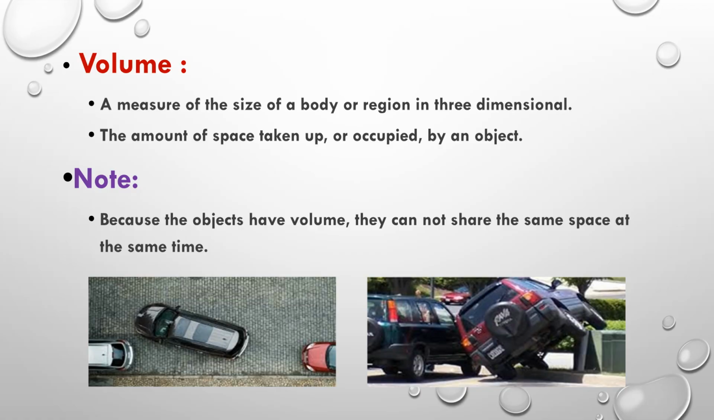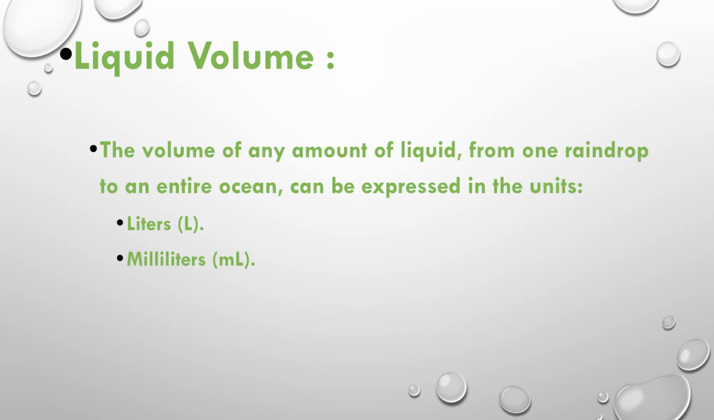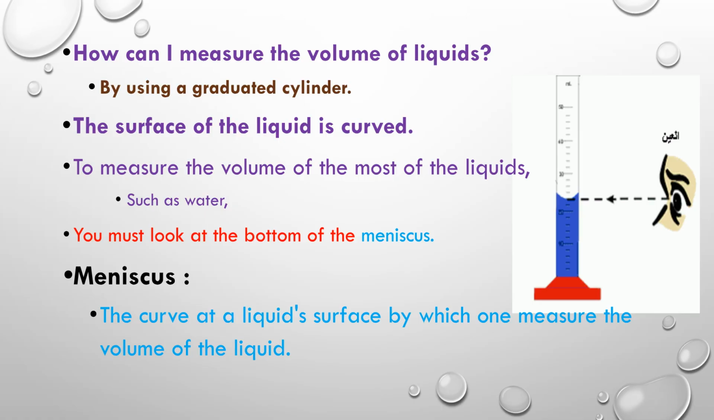Volume is a measure of the size of a body or region in 3 dimensions, representing the space an object occupies. Objects with volume cannot occupy the same space simultaneously. Liquid volume, from a single raindrop to an entire ocean, is typically expressed in liters (L) or milliliters (mL). To measure liquid volume, we use a graduated cylinder. Because the liquid surface is curved, we measure at the bottom of the meniscus, which is the curve at the liquid surface.